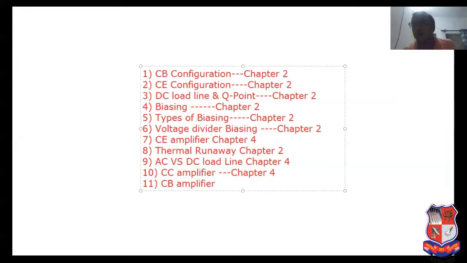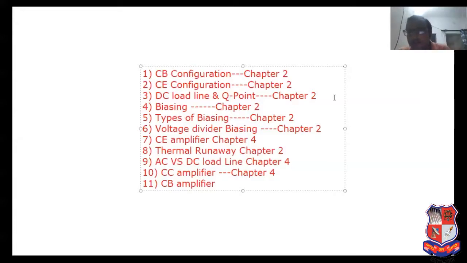So, good afternoon to all. Today we will discuss chapter number 2, which is the common base configuration of transistor. What is the meaning of common base configuration of transistor?